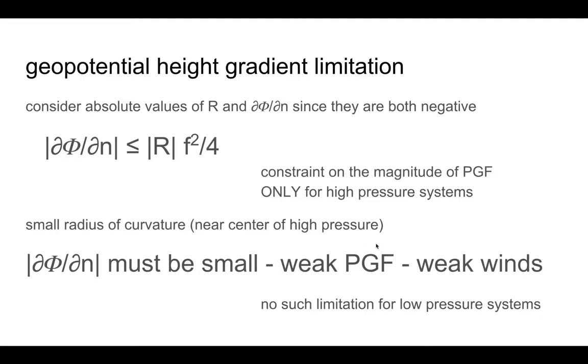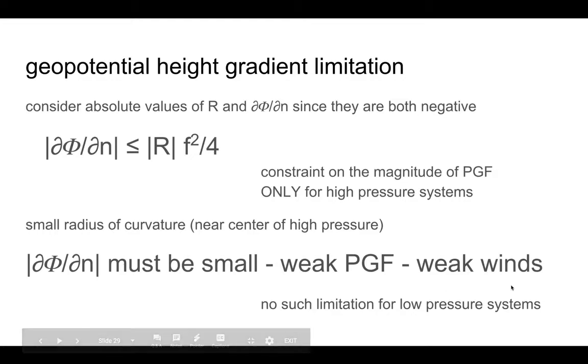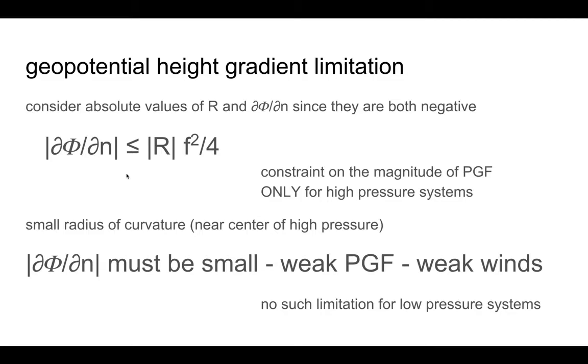And notice there's no such limitation for low pressure systems. We didn't have to worry about this negative square root when we're considering a low pressure system. And so d phi dn can be whatever it wants to be, whatever it needs to be to get the wind speed near the center of curvature.